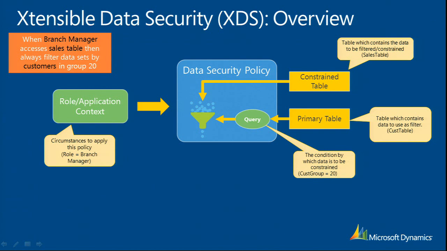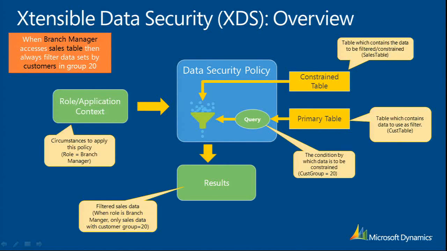So what you do is create a circumstance or a context, like a role or application context, that you can run this particular policy on, right? So in this case, our context is basically the branch manager role. So when this particular context becomes applicable, what happens is this data security policy automatically comes into action, and the result is your filtered data set.